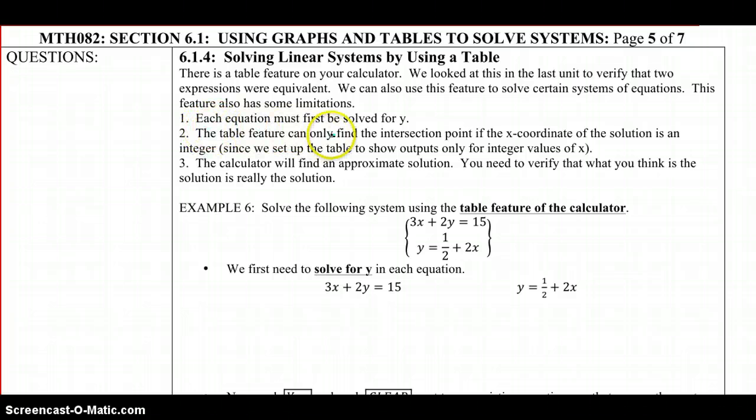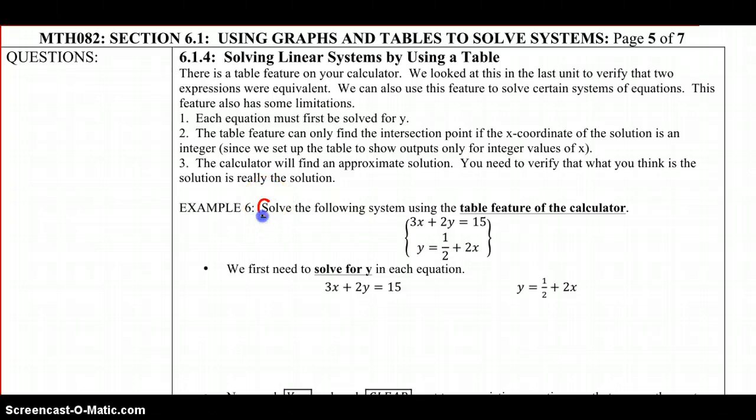First off, each equation must be first solved for y, because we're going to first enter those equations on the same screen that we did for graphing. But then the table feature can only find the intersection point if the x-coordinate of the solution is an integer, since we currently have our table set up to show outputs only for the integer values of x. Now the calculator will find, again, just an approximate solution, so we do need to verify that what we think is the solution really is by checking to make sure that it does actually satisfy all the equations in the system. So example 6 asks us to solve the following system using the table feature of the calculator.